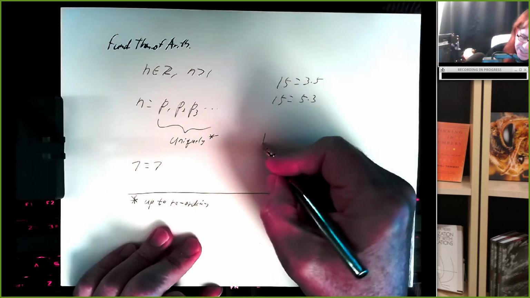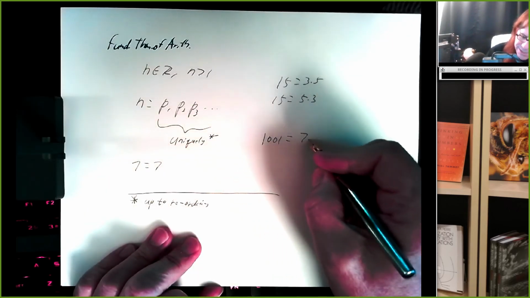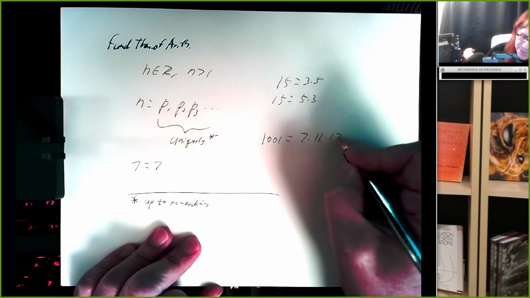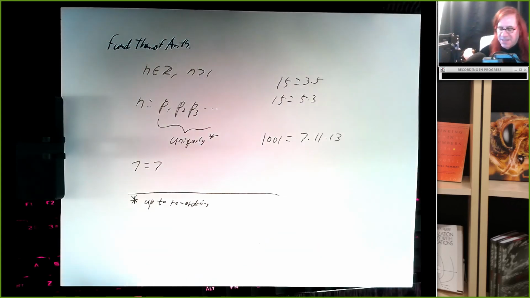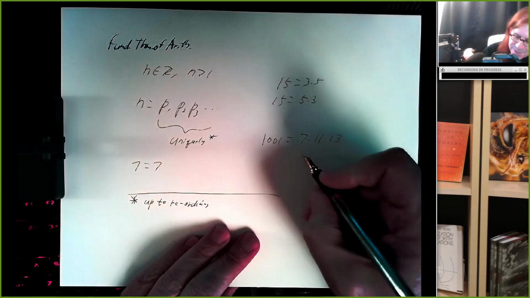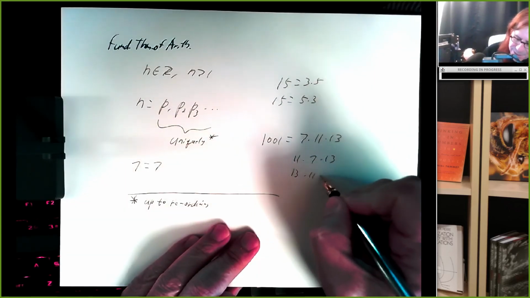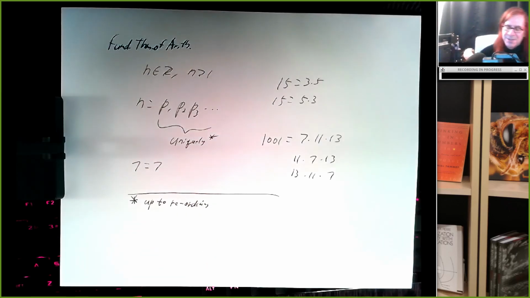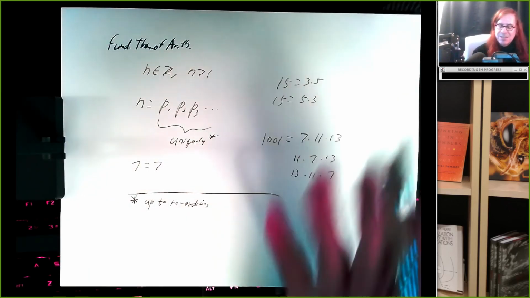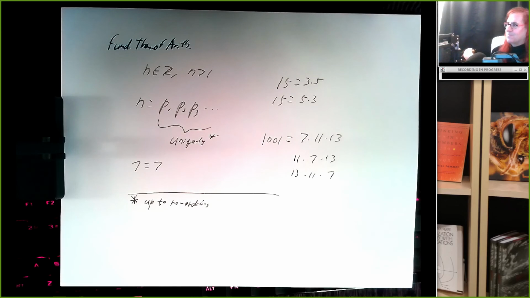But if you take 1001, that's 7 times 11 times 13. And that's the only way to write it as a product of primes, other than the obvious, 11 times 7 times 13, or 13 times 11 times 7, and so on. But the only way we can write this as a product of primes is some ordering of 7 times 11 times 13. That's the fundamental theorem of arithmetic.